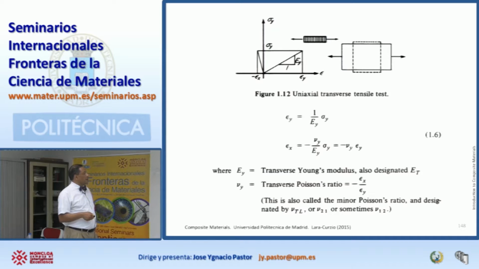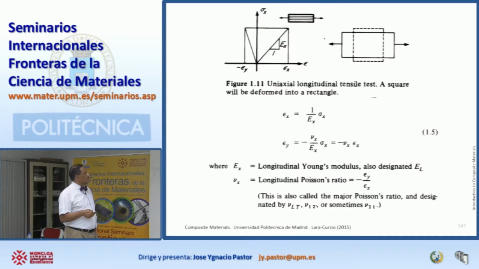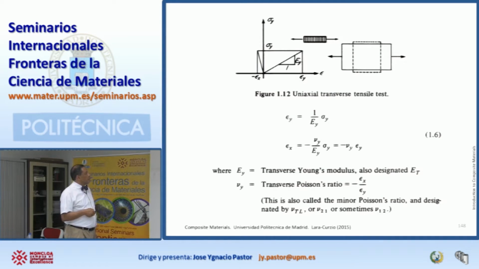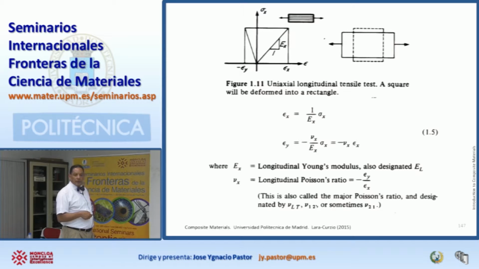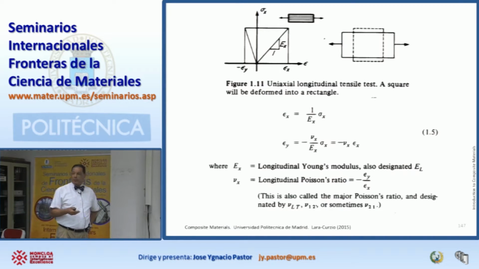So now we have two different elastic moduli. We have EY in this direction. We have EX in the direction of the fibers. And then we also have two Poisson's ratios. We have this Poisson's ratio Y, and then we have Poisson's ratio X. Okay? And this is the problem when you have anisotropic materials.